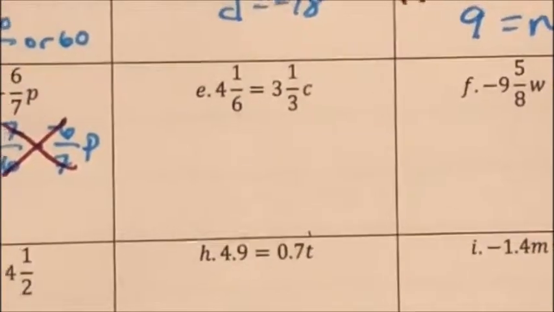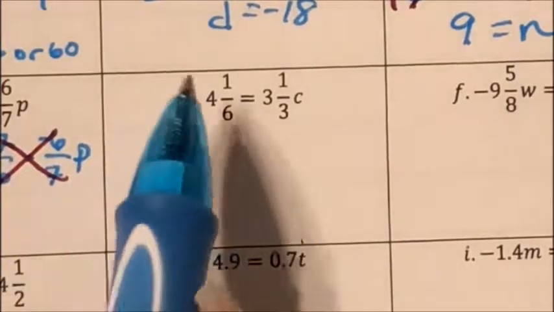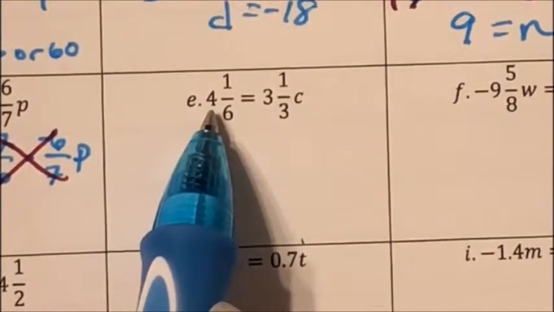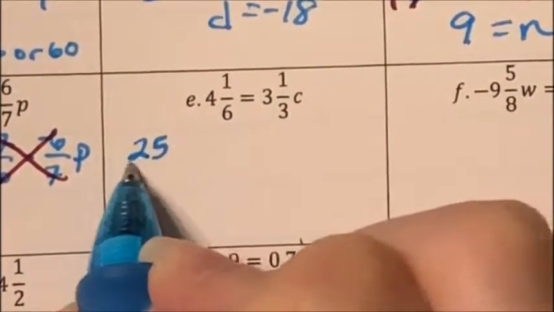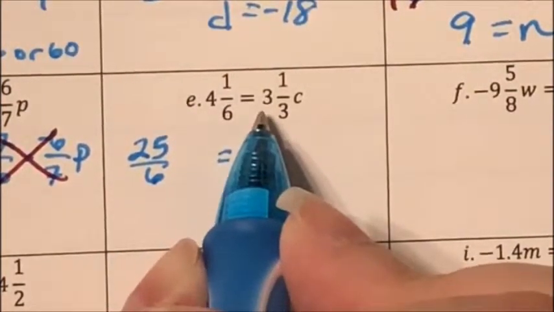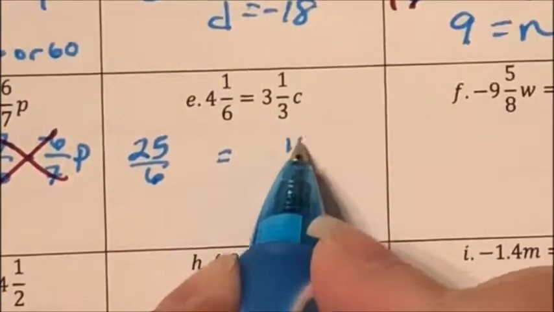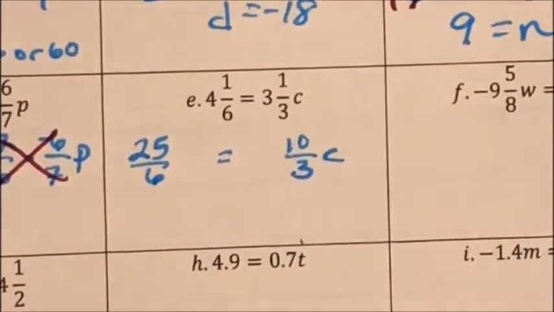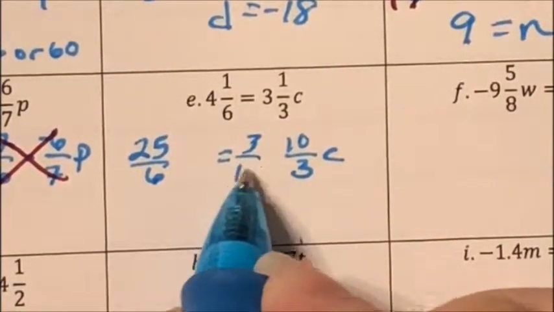Okay. Letter E, I have 4 and 1/6 equals 3 and 1/3. Okay. I want to change both of these to improper fractions. 6 times 4 is 24, plus 1 is 25. So 25 over 6 equals 3 times 3 is 9, 9 plus 1 is 10, 10 thirds. I'm multiplying by the reciprocal, which is 3 over 10.